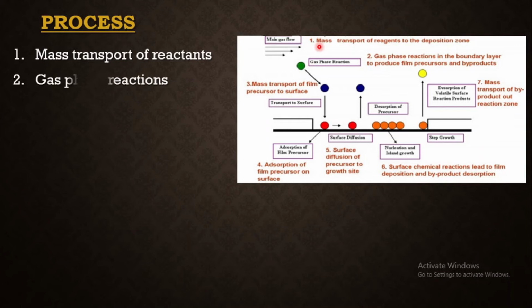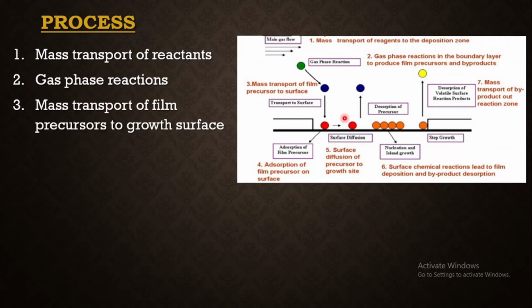Coming to step number 2, that is gas phase reactions leading to the film precursors and the byproducts. So the gas phase reactions are going to take place in the boundary layer. It is with respect to temperature, because we have already seen that the substrate lying below is heated, and here we have a different temperature where the bulk gases are moving, and the reactant and other carrier gases are going to react. That is the gas phase reaction, which will finally lead to film precursors, meaning whatever is required for our thin film, and also the byproducts which will be eliminated.